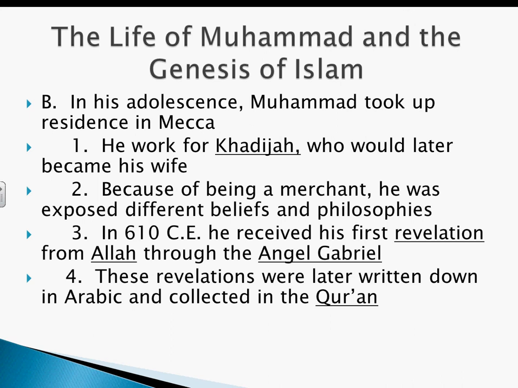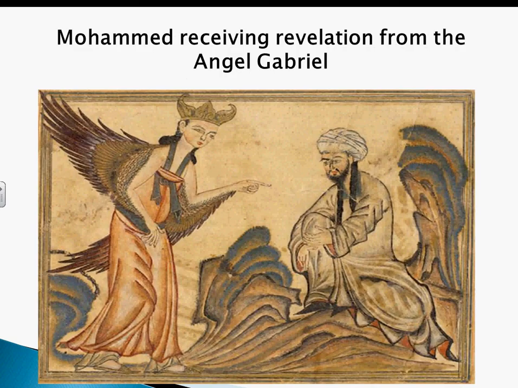Now he will take up residence in Mecca, and he will work for Khadijah, who will later become his wife. He is exposed to a lot of different philosophies and ideas, all of which will shape his thinking. In 610 CE, he claims that he receives a revelation from Allah through the angel Gabriel. These revelations were not written down by him, but later by followers of Muhammad, and this will become known as the Quran.